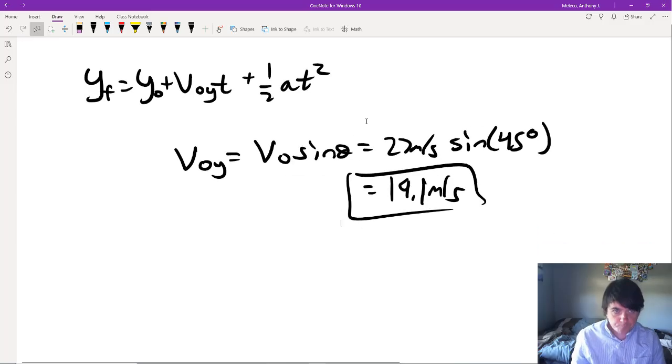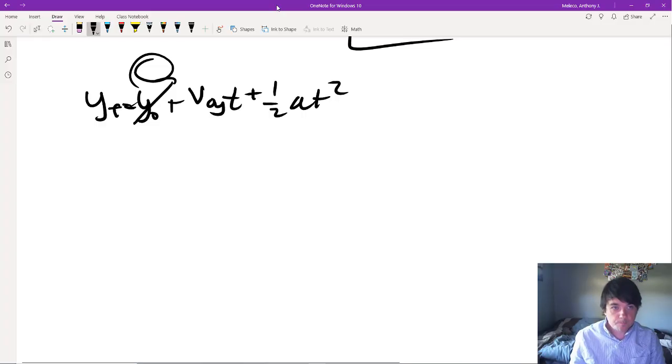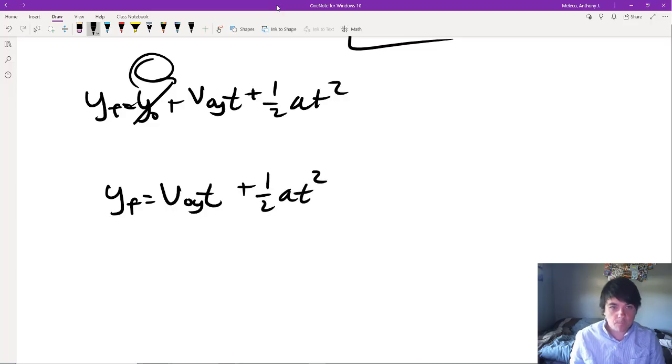So let's go ahead and just write all of this down and see what's up, and I'll show you why this is problematic. So y initial is 0. So what we end up getting is y final equals v naught y t plus 1/2 a t squared. And none of this is 0. So we're going to subtract this over and rearrange the formula. So this is equivalent to this.